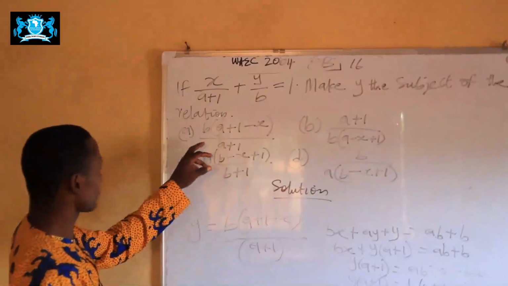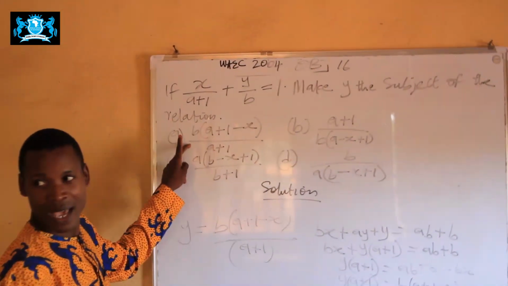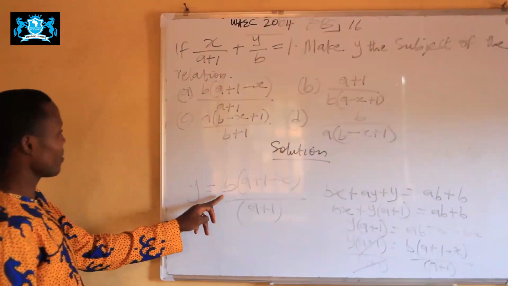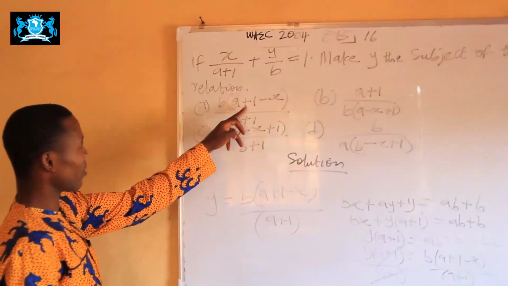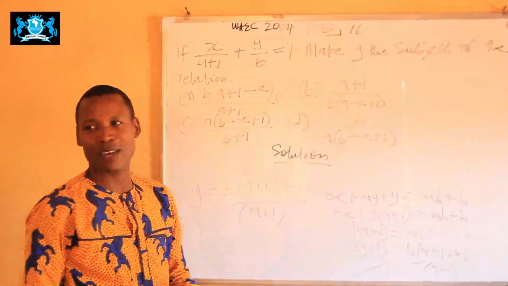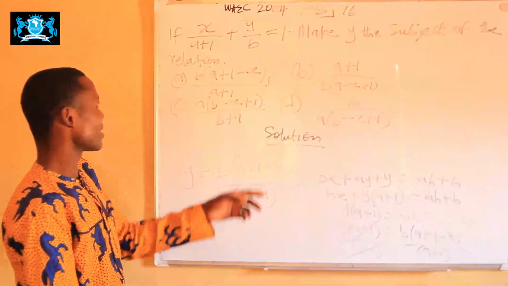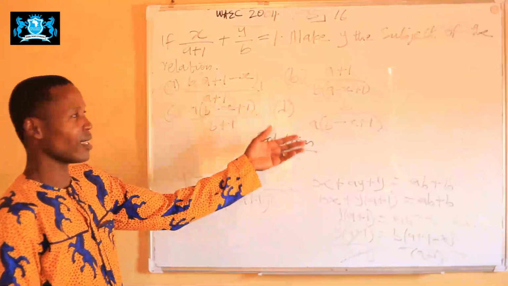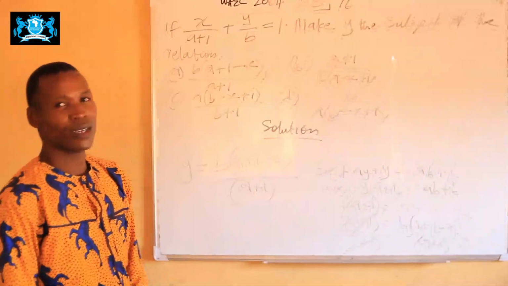Don't have it in the objectives. A is the answer. In A we have b times a plus 1 minus x all over a plus 1. So in this expression, we have gotten that option A is the answer of the question.